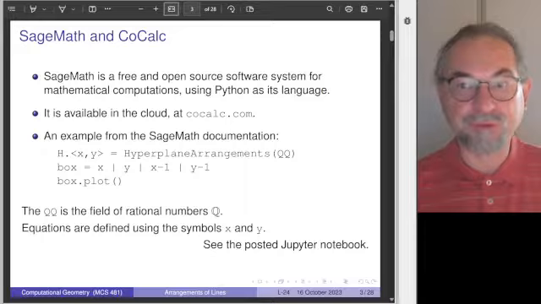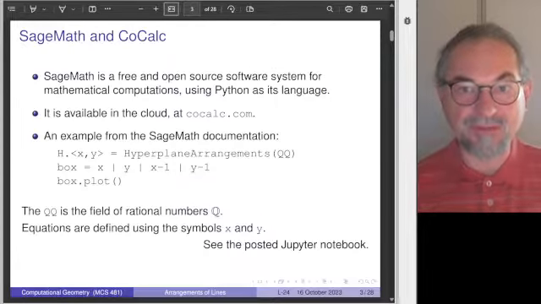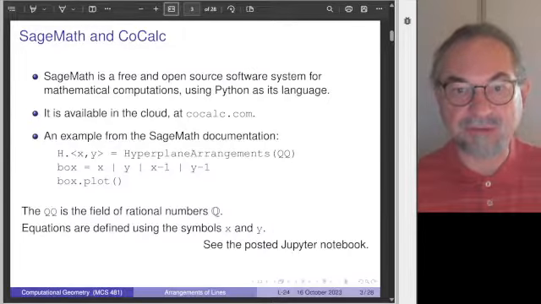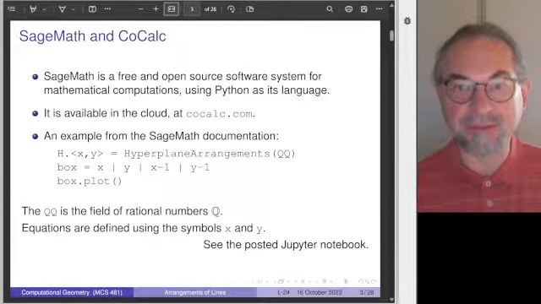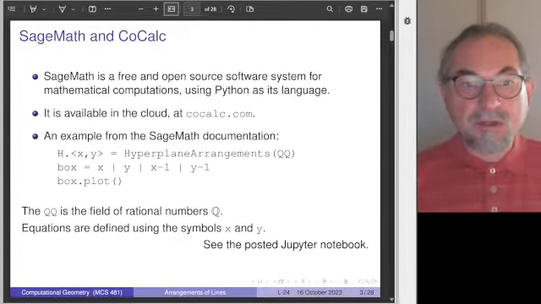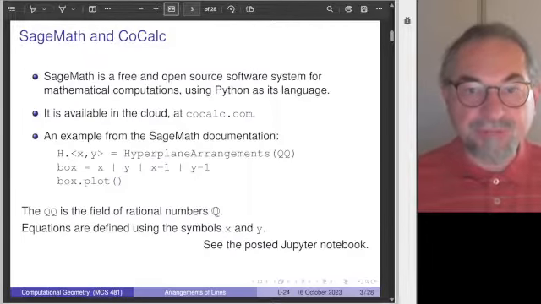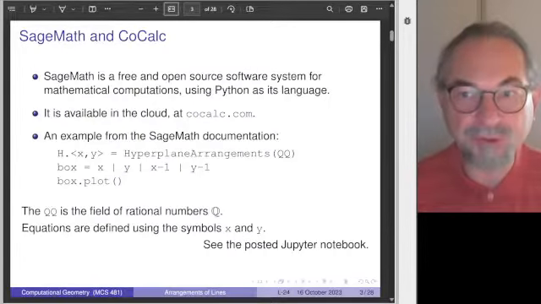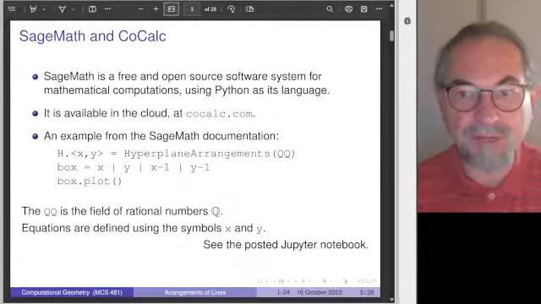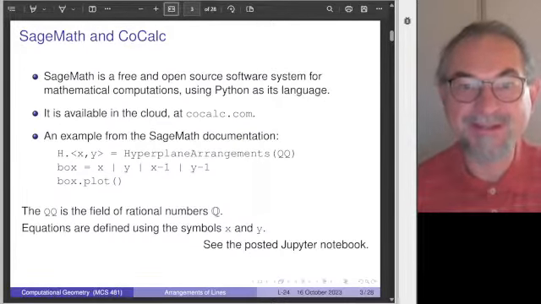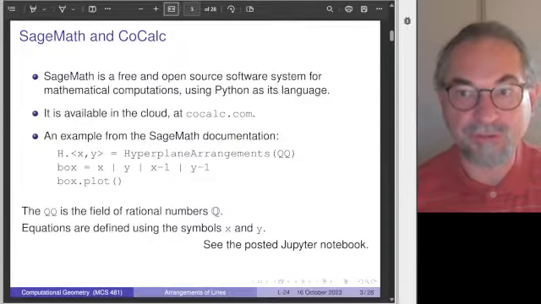Two or three lines of code and you see a line arrangement. It's called a hyperplane arrangement because it allows you also to define arrangements in 3-dimensional space. Okay, so here you see the 2-dimensional version. At first, the syntax might be a little bit off-putting, but that first line is very convenient to work with.